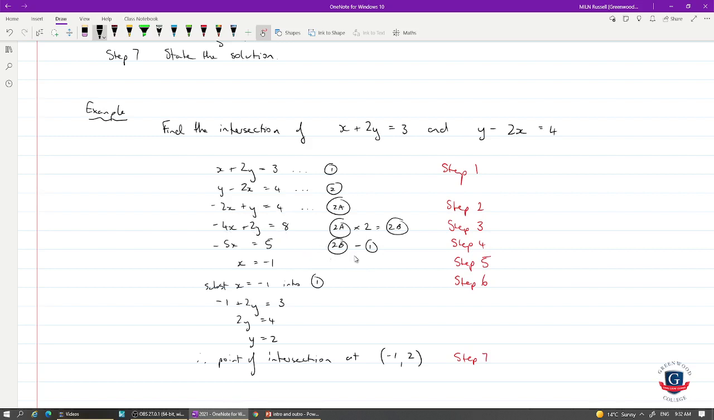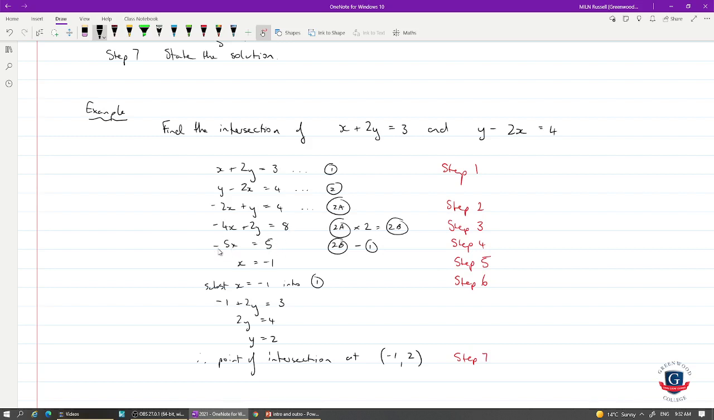Now, what I'm going to do is take equation 2b, which is this one, and subtract equation 1 from it. So, negative 4x, take x, gives me negative 5x. 2y, take 2y, gives me no y's, which is now eliminated the y's. And 8 take 3 gives me 5. I'm left with this new equation.